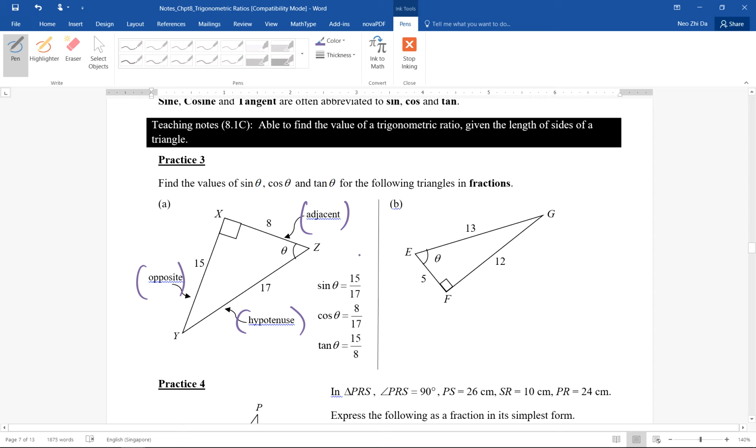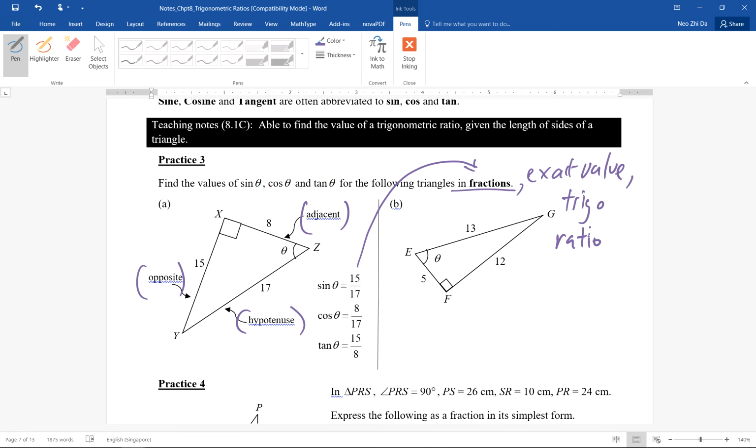This is called your trigo ratio. You see how they phrase it? In fractions, in exact value. There are many ways to ask you. But the moment you see fraction, exact value, don't go and round up the answer. The moment you round up the answer is wrong, because people want exact value. Understand, Jaren?